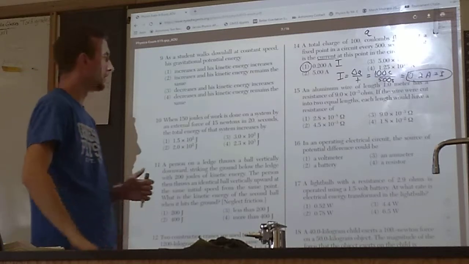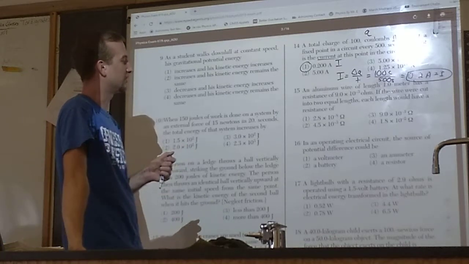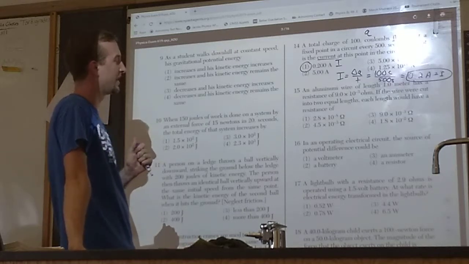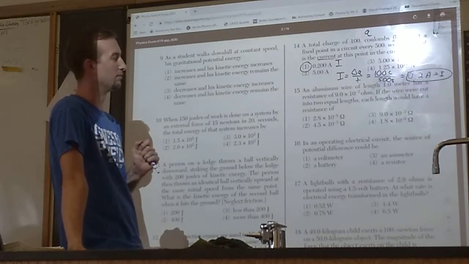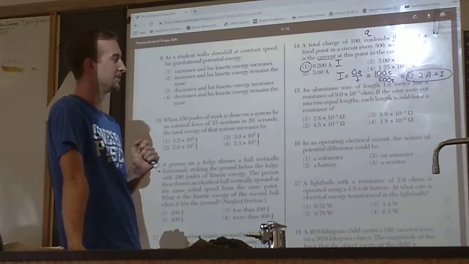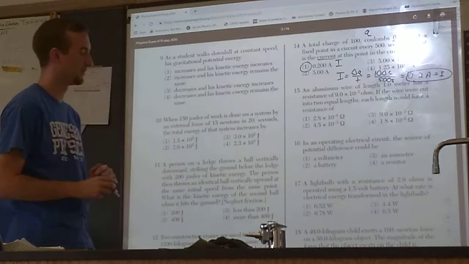Okay. All right, 15, another electricity question. An aluminum wire of length 1 meter has a resistance of 9 times 10 to the negative third ohms. If the wire were cut into 2 equal lengths, each length would have a resistance of what?